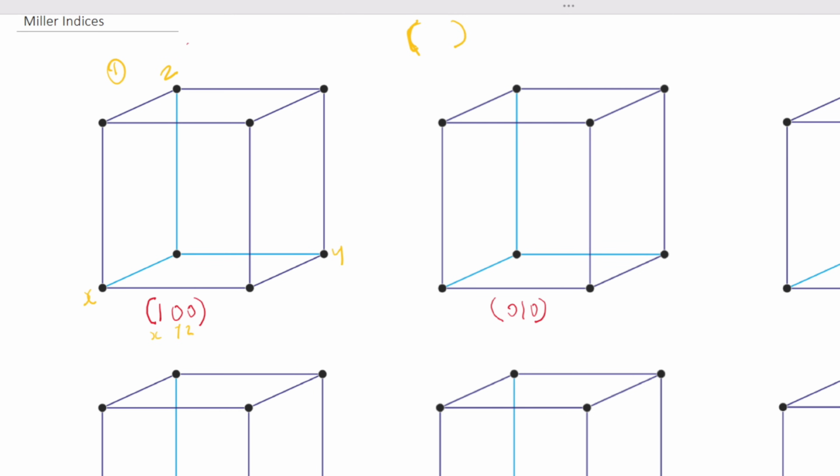This number given, 100, is the Miller indices. So we have to get the intercept by doing the reciprocal. And how do we do that? Okay, let me do it somewhere here.